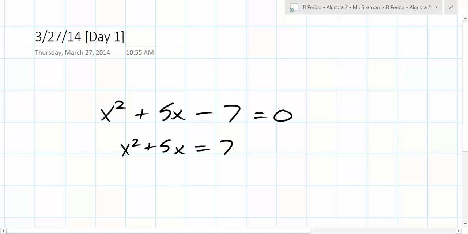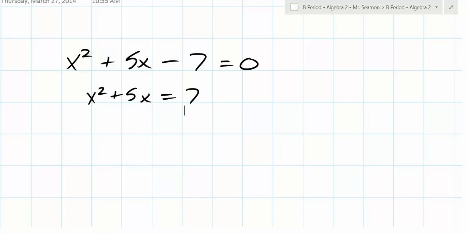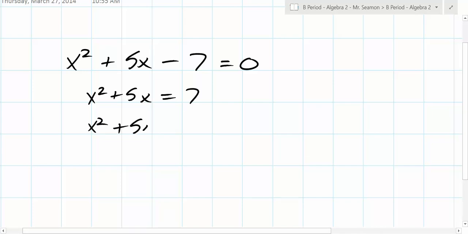Is that allowed if we wanted to? Sure. And now what we're going to do is add the same thing to both sides. As long as you add the same thing to both sides, is it still a true equation? Do you remember what we added to both sides? Anybody remember? We added the same thing.